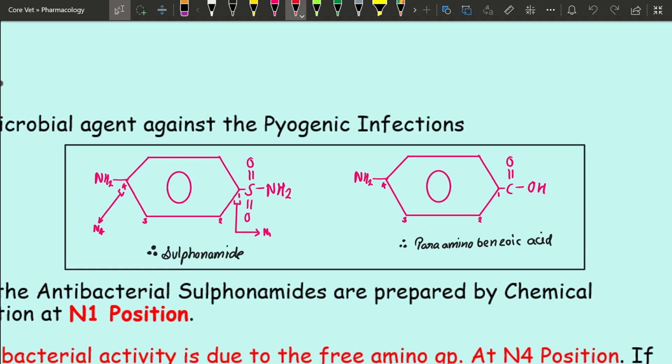If we talk about the structure of the sulfonamide, what we analyzed is that it was quite similar to that of para-amino-benzoic acid. Not functionally, but in the structural aspect, the sulfonamide was quite similar to para-amino-benzoic acid. That's why it is known as the analog. Okay, analog for the sulfonamide.